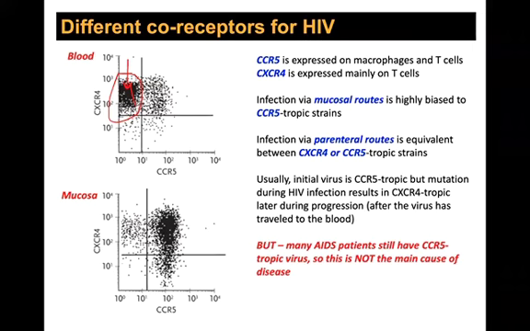So this change from CCR5 tropic to CXCR4 tropic is not necessarily the main cause of disease, right? Because many patients retain CCR5 tropic virus, and they transmit it to others, and they progress to AIDS without changing to use CXCR4. So the question is, then why are they progressing?